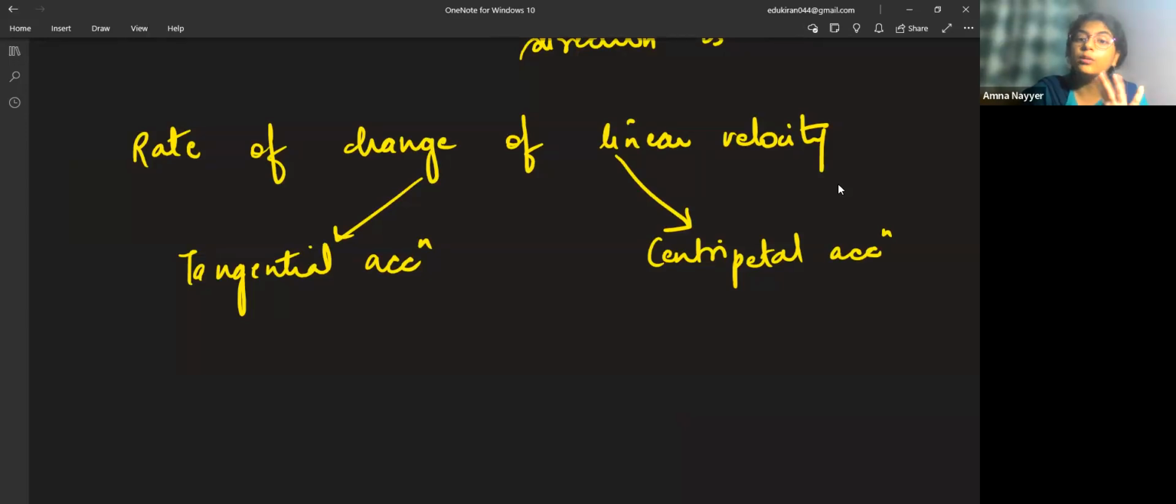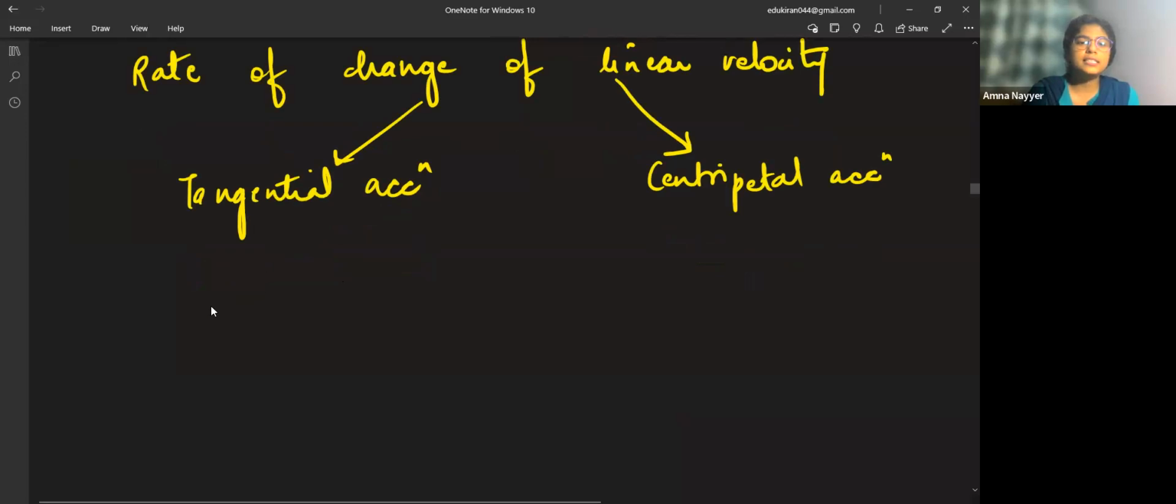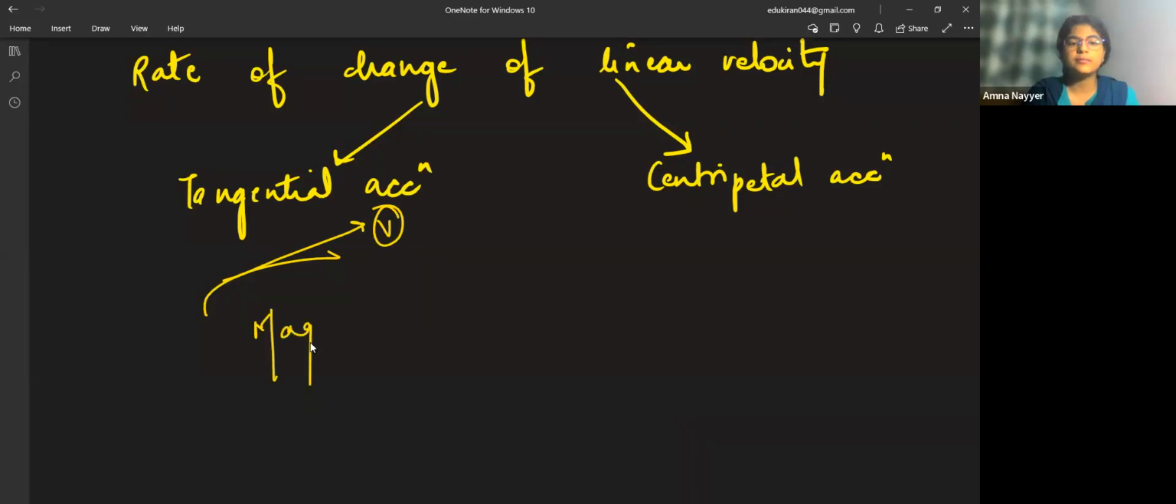Now, when the linear velocity changes, its magnitude may change, and just in case its magnitude changes, then you get tangential acceleration. See, this is tangential. This is the acceleration when the magnitude changes. We get linear acceleration. This is because of the change in the magnitude.